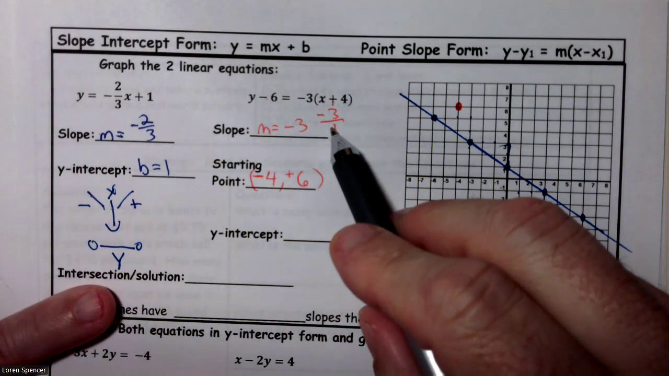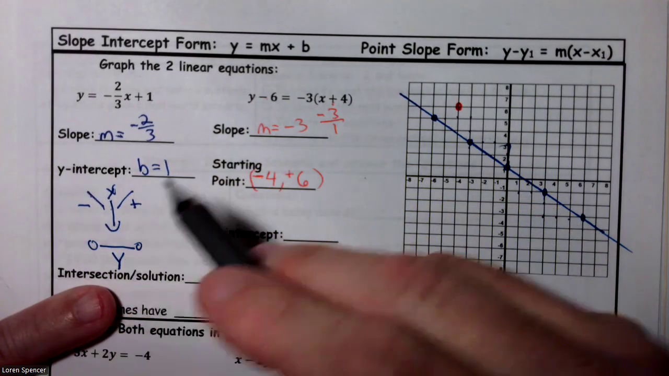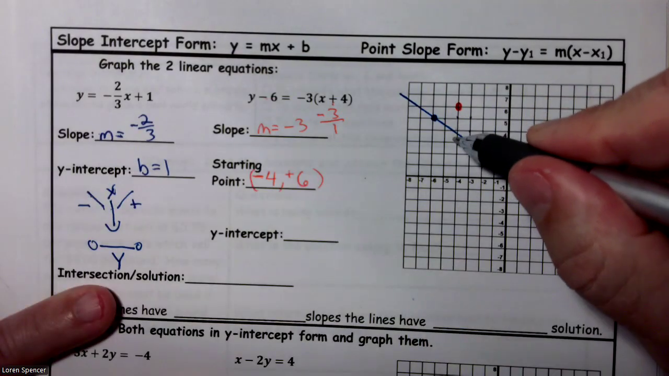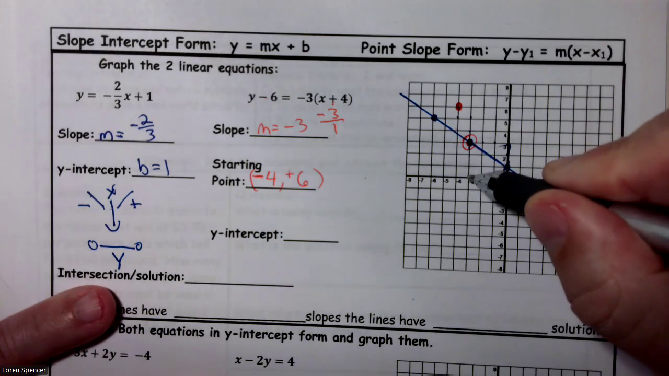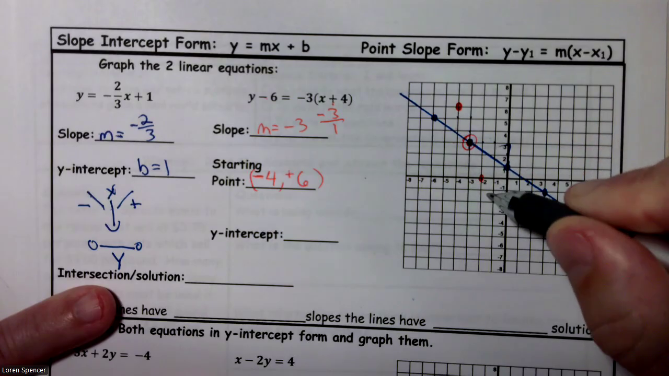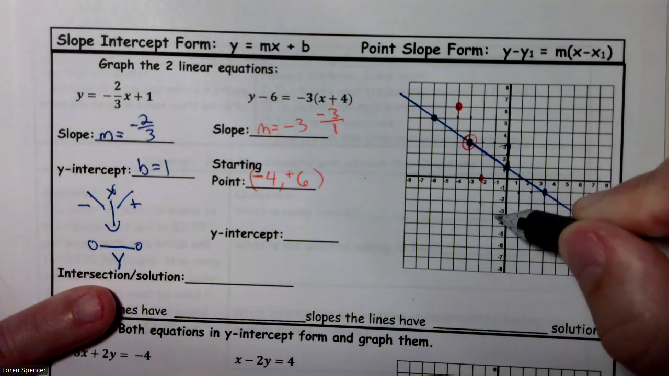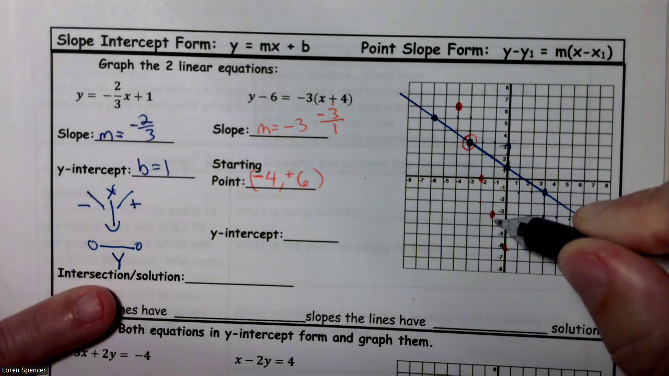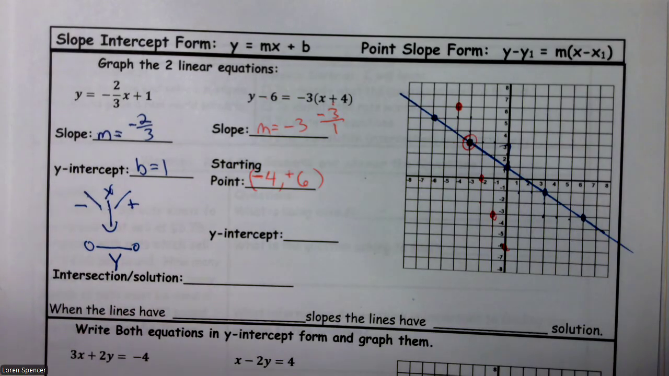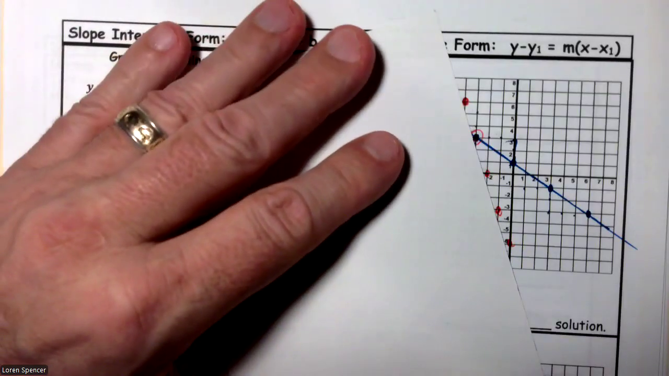Okay, I have negative 3 over 1, so I need the negative slope. So I'm going to go down 1, 2, 3, and over 1, and down 1, 2, 3 over 1, down 1, 2, 3 over 1, down 1, 2, 3 over 1. Go ahead and I'm going to connect these points.